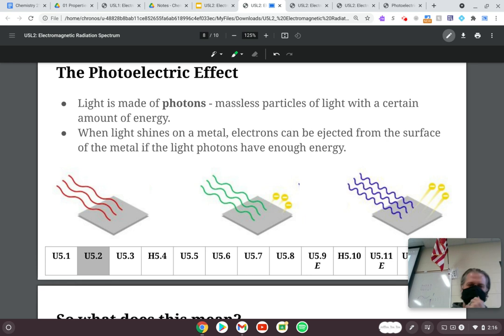Anyway, coming back to this. The reason why I bring up kicking the medicine ball, and people with more energy getting it to go faster, is that's exactly how the photoelectric effect works.